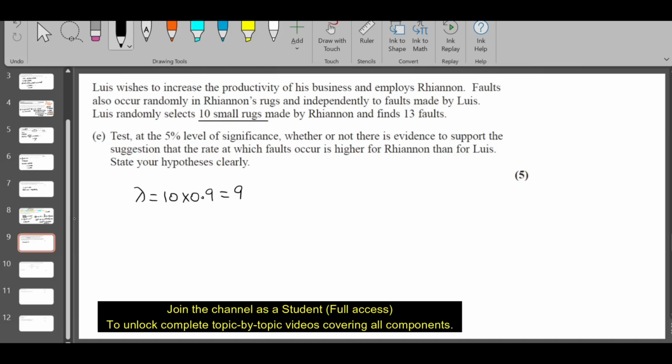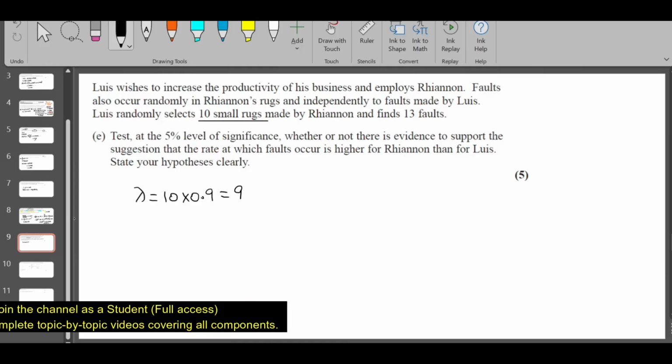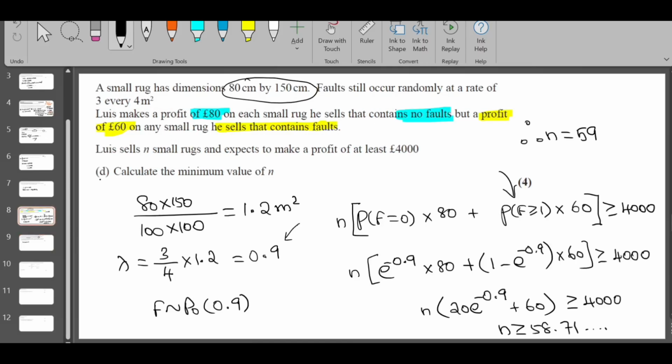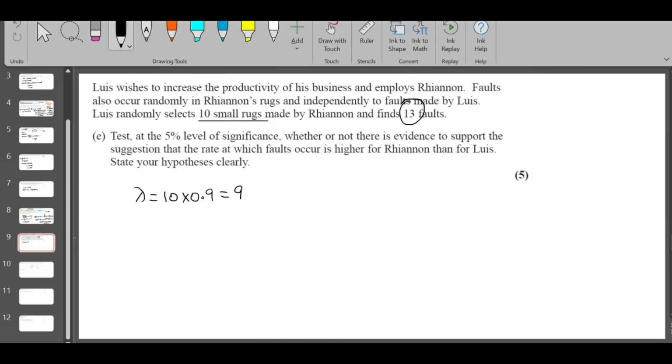Louis selects 10 small rugs made by Rhiannon and finds 13 faults. 13 is the observed value now. Test at 5% significance level whether or not there is enough evidence to support the suggestion that the rate at which faults occur is higher for Rhiannon than for Louis. For Louis it's 9, right? For 10 rugs the faults is 9. Now Rhiannon's faults must be higher than this. So state your hypothesis clearly. H0 is lambda is equal to 9. H1 is lambda is greater than 9.